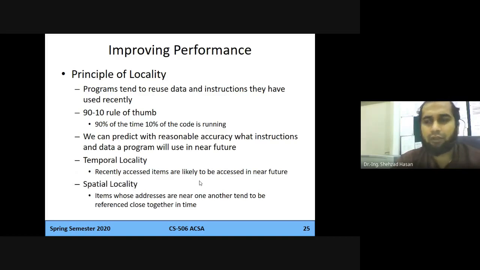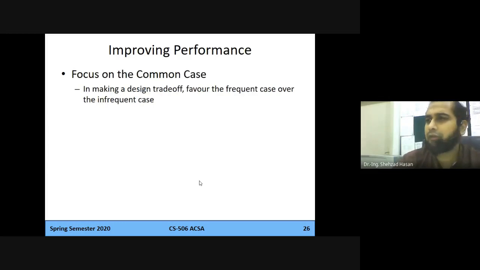So they are both temporal localities and spatial localities. I'm sure you have studied that earlier as well. So just going to go to the next topic. Focus on the common case.